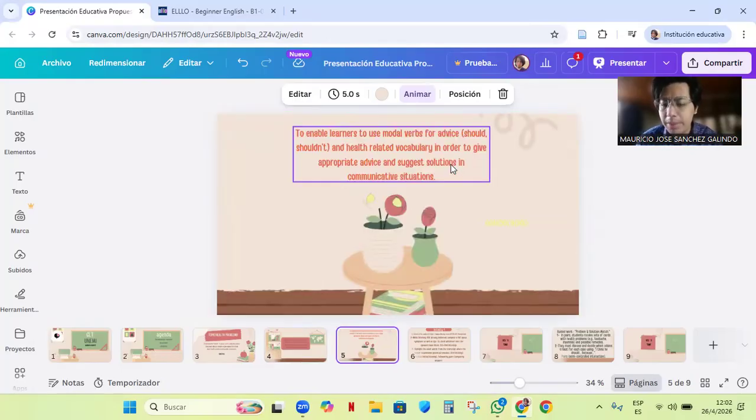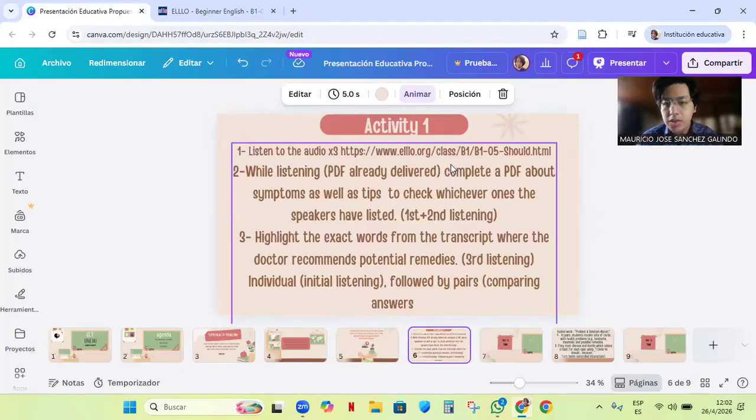As a subsidiary aim, you as students will be able to use modal verbs for advice, in this case using should or shouldn't, and health-related vocabulary in order to give appropriate advice and suggest solutions in communicative situations. So those are the objectives. So let's start with the first activity.